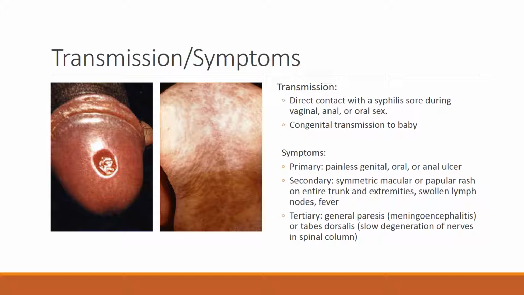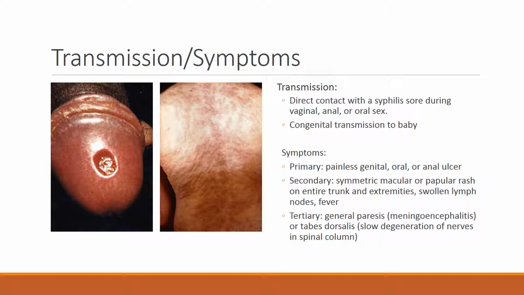So after you get your ulcer, it heals up, it goes away, some time passes, you'll get your secondary symptoms, which are going to be a macular or papular rash. This can occur on the trunk and extremities. I've also seen a papular rash on the palms and bases of the feet, and it will come along with swollen lymph nodes and a fever. So that's a good opportunity to just do screenings for syphilis.